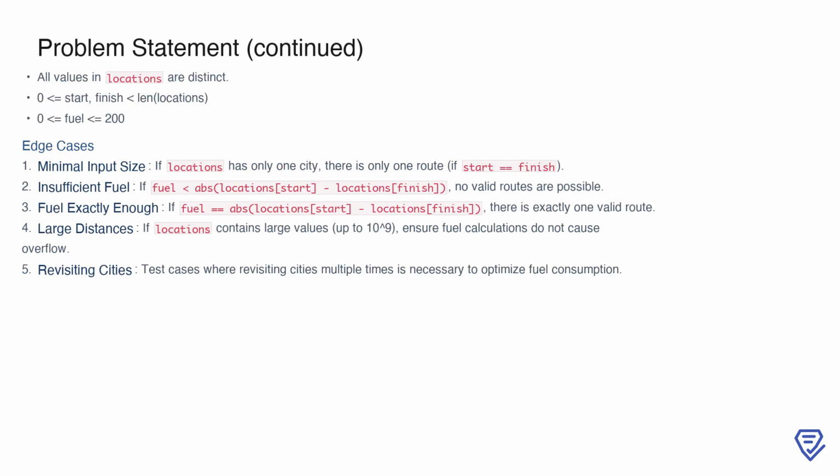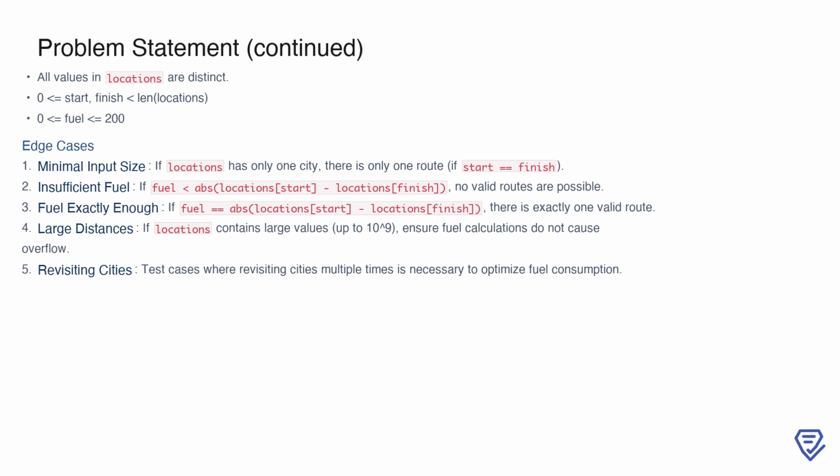To summarize the constraints and edge cases for the problem, all values in the locations array are distinct, ensuring no 2 cities share the same position. The indices start and finish must be valid within the range of the array, and the fuel value must be between 0 and 200. Some important edge cases to consider include scenarios where the locations array has only 1 city, in which case the only route is to stay at the city if start equals finish.